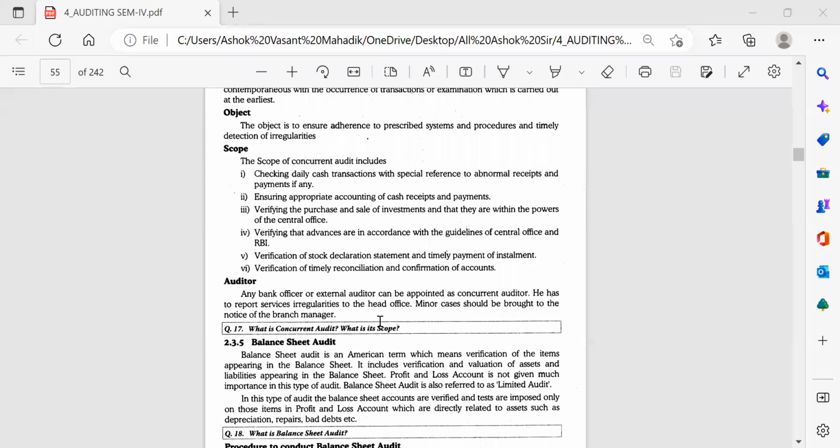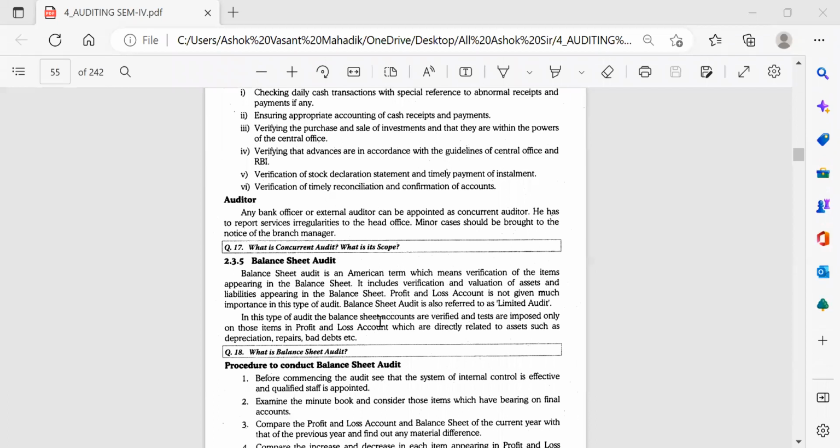Now the last type they have kept is balance sheet audit, but I don't consider this as a part of the type which is based on time. Although it is placed under the types and classified as based on time, I don't consider this one as based on time. But still I will cover this today. This is the last topic I will cover today.